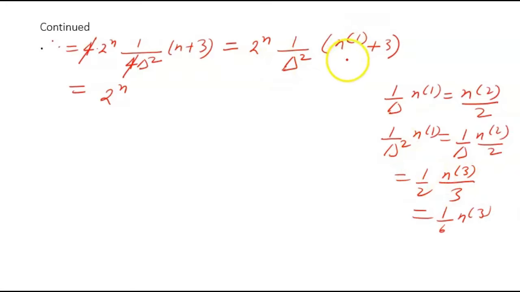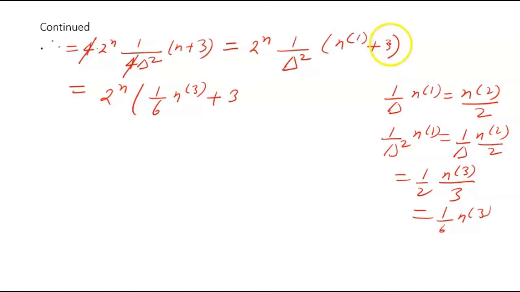It is just like integration, that if you have x, you get x square by 2, and then 1 by 2 times x cube by 3, so that is x cube by 6, right? First 1 by delta will give me n to the power 2 by 2, then for 1 by delta square I need to operate 1 by delta on this, so this 1 by 2 is constant, and this will give me 1 by 6. So we are getting 1 by 6 n to the power 3 and plus 3.